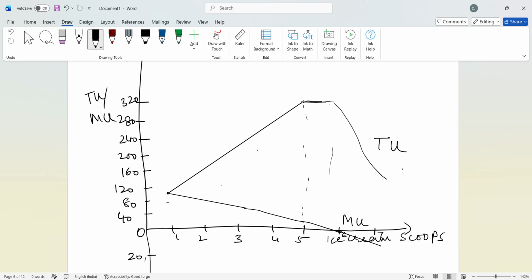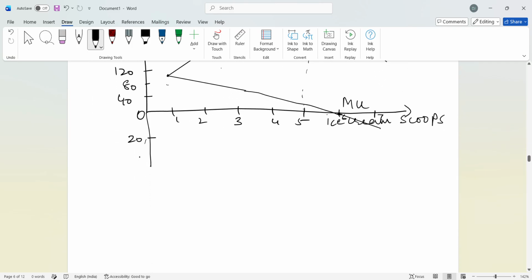Now always remember, it's simple math that whenever a function is at the peak, at the highest value or at the lowest value, the slope of that function is equal to 0. That is why total utility will be at max when your marginal utility is at 0. So what we have is basically certain relationships between TU and MU.